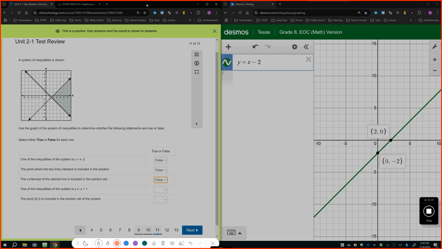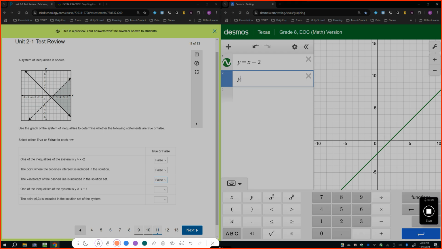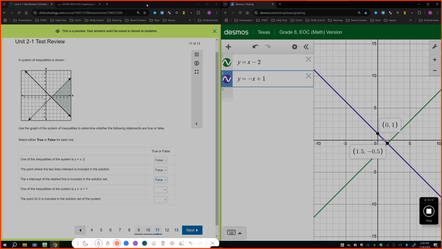One of the inequalities is y is greater than or equal to, so I'm going to say equals because I can't graph greater than or equal. I'm going to say y equals -x plus 1. And that goes through 0, -1. Okay, and that looks right to me. That one looks good. It goes through those. It's a solid line. It's greater than, so I would shade above. That one looks good. That one's true.